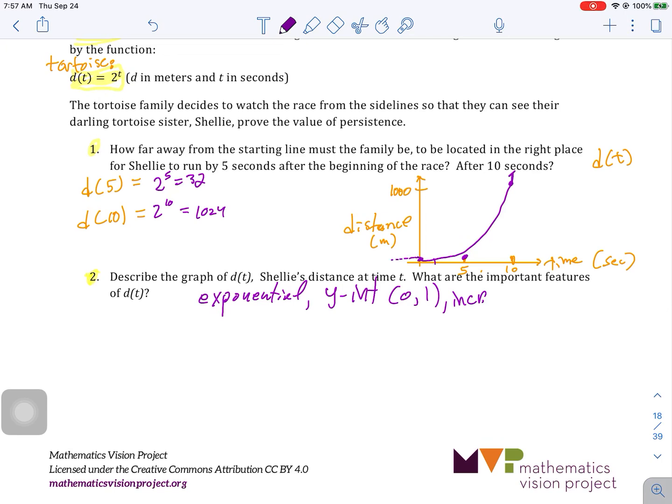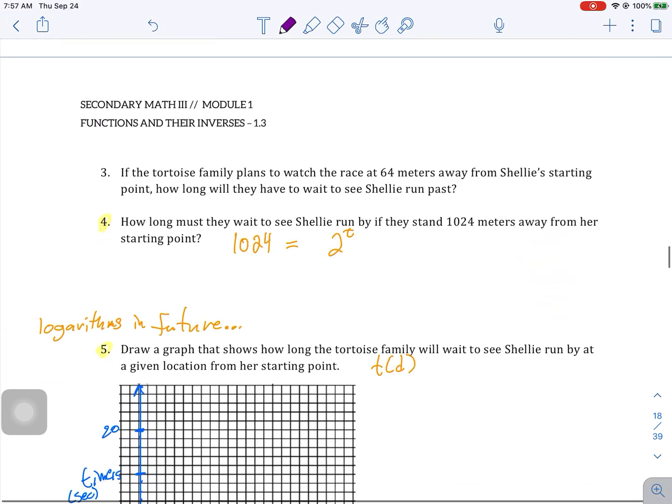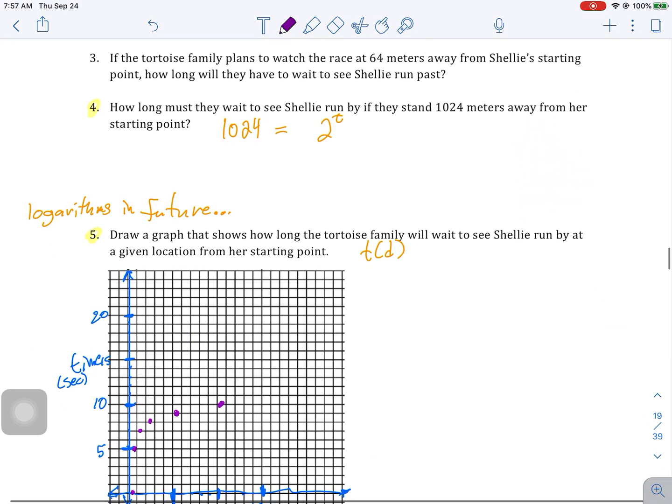We would see that for d of t, the domain is all the reals, from negative infinity to infinity. And the range, it never quite hits 0 because it's exponential. So the range will go from 0 to infinity. Both of those are open also.